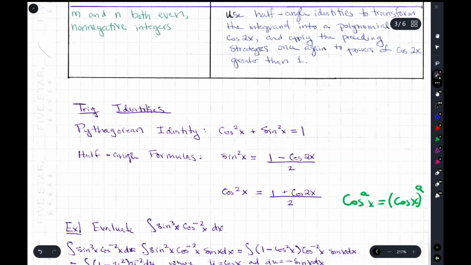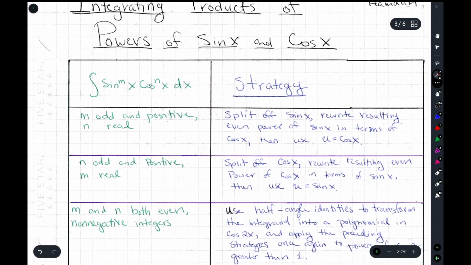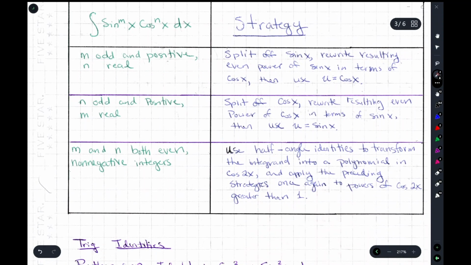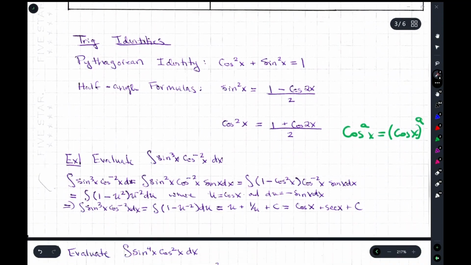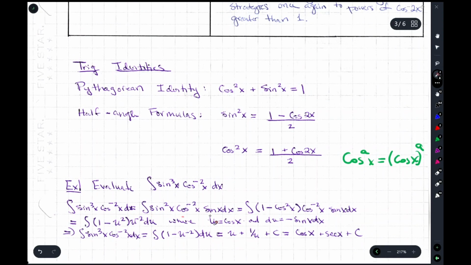So let's take a look at what scenario we're in. We're in the first scenario. The strategy we're going to use is to split off a sine x and rewrite the resulting even power of sine in terms of cosine, and then use a u substitution with cosine. Let's do that. Split off the sine x, and we're left with sine squared x times sine x dx. Rewrite sine squared x in terms of cosine. We're going to use the Pythagorean identity for that. And now we have a real power of cosine there.